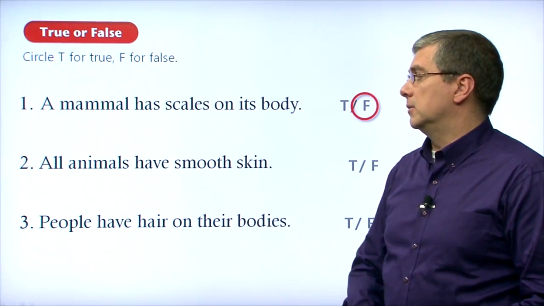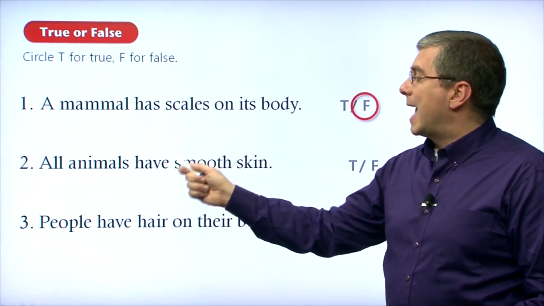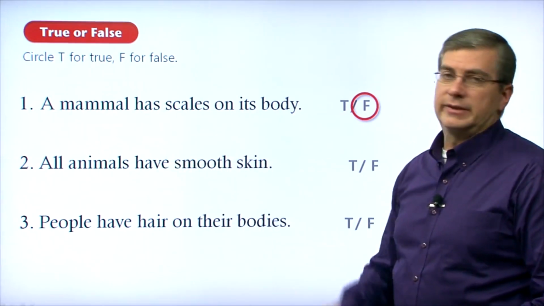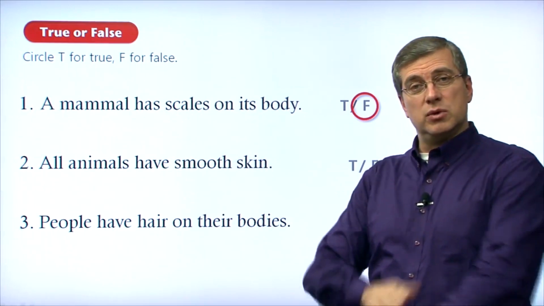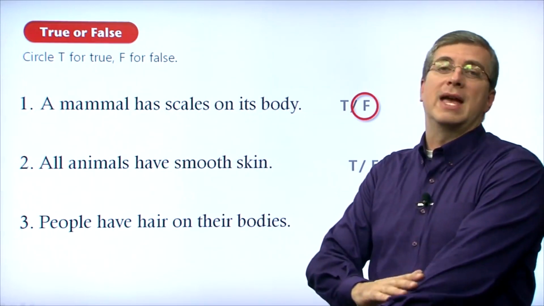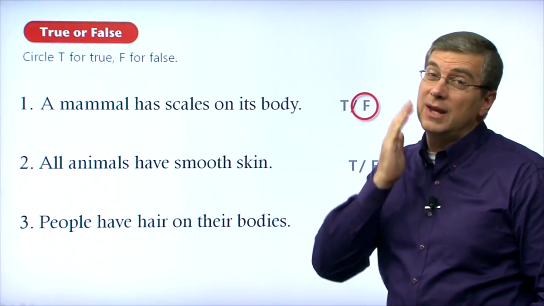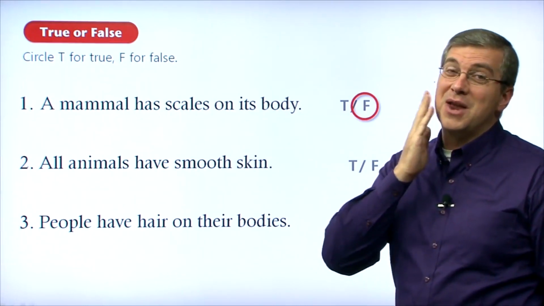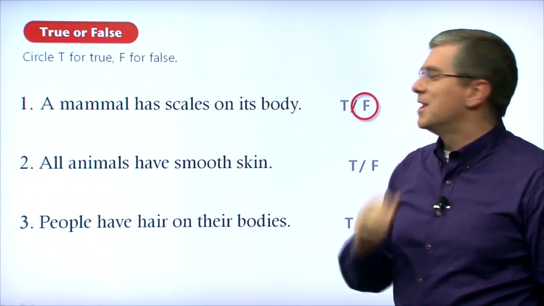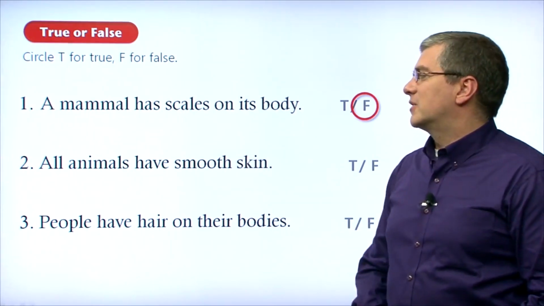Let's move on to number two. All animals have smooth skin. Remember we talked about smooth. It's flat and has no rough edges, right? Human beings have smooth skin, especially on the face, right? If I'm not growing a beard, if I don't have hair, it's smooth, right? So all animals have smooth skin.